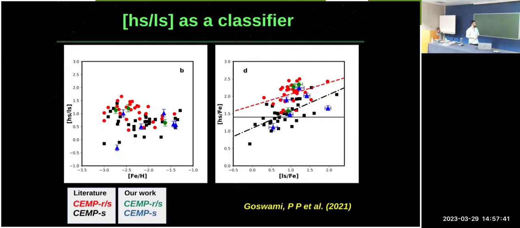In the left plot, we can see that as we go towards the lower metallicity region, HS by LS increases. This is because as we go towards lower metallicity, the neutron to seed ratio increases, and hence heavier s-process elements are produced to a greater extent. And in the plot on the right side, we can see that CEMP-s and CEMP-r/s stars cover the same range in LS by Fe, but HS by Fe is more in CEMP-r/s stars than in CEMP-s stars, because for the production of CEMP-r/s stars, the neutron density was higher. And this is one of the evidences of the existence of the i-process.